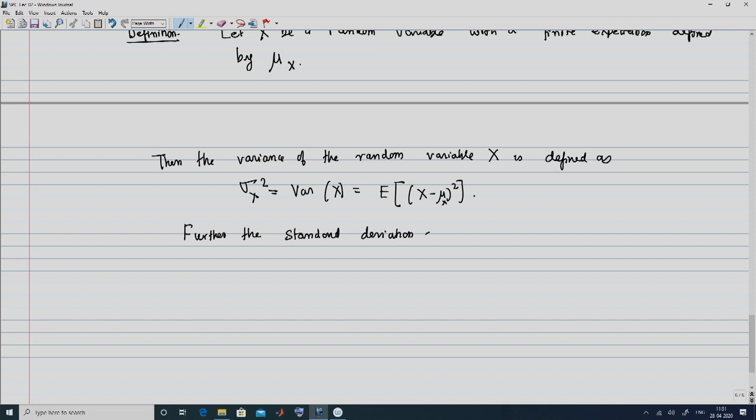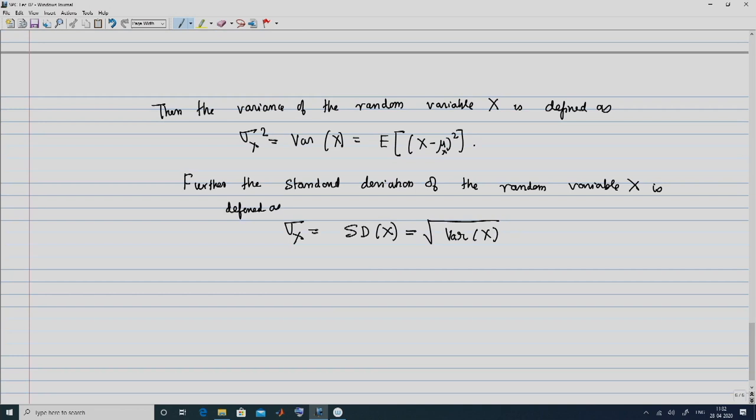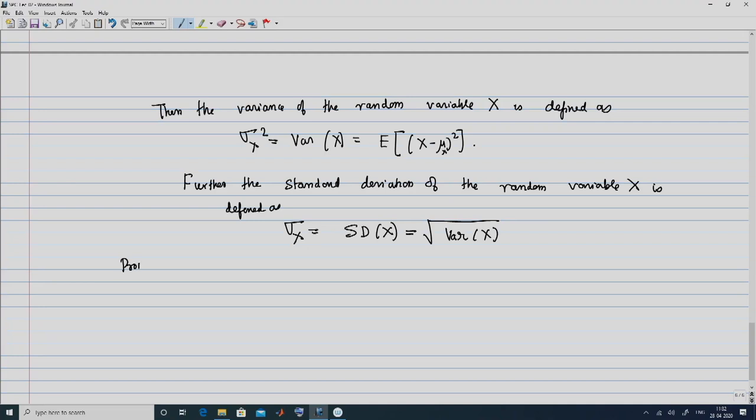So the standard deviation of the random variable X is defined as sigma X is equal to SD of X. So SD is for standard deviation, and this is going to be square root of variance of X. Okay, so now that we have defined what expectation and variance are, and we have looked at a couple of properties of the expectation, the next thing that we will look at is certain properties of variance. So accordingly, we start off with this notion of properties of variance.